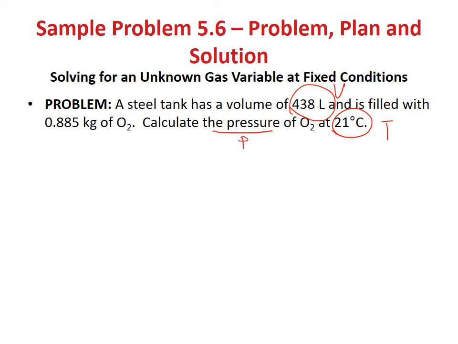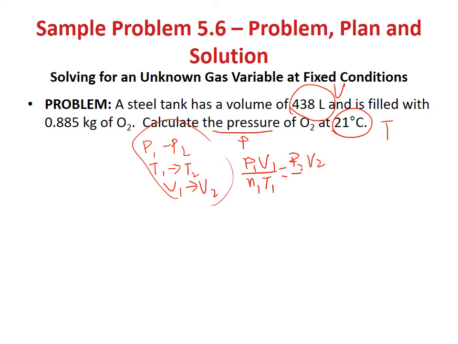It doesn't tell you a change, as we did in the last few problems. Those problems involved a change from pressure P1 to P2, or T1 to T2, or V1 to V2. So if you see those state changes, that indicates that we need the combined gas law. P1V1/N1T1 equals P2V2/N2T2. So that's the combined gas law for the state change.